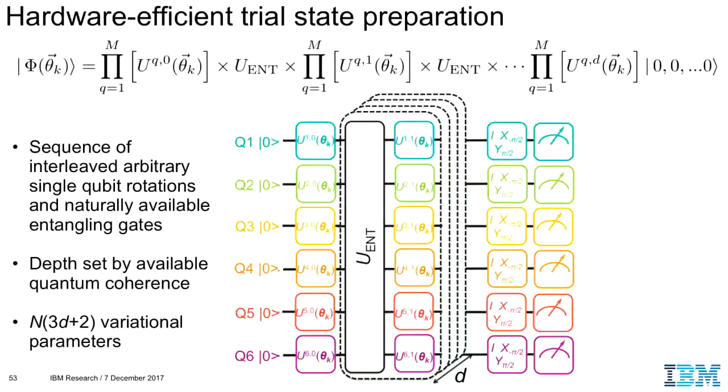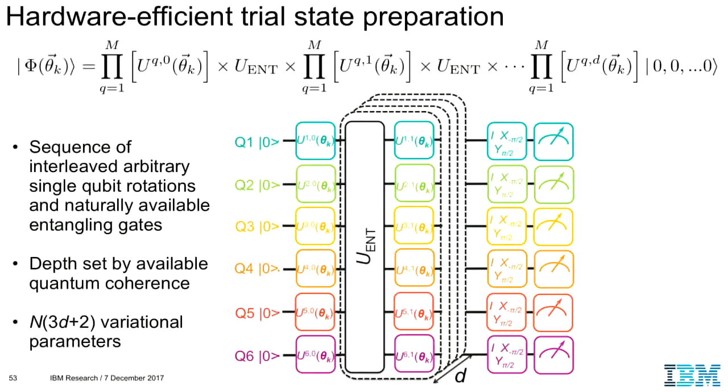So the hardware efficient trial state preparation uses some SU2 gate, which we could implement using the single qubit rotation with some phase gate. And here, this is the U entangling gate. So this could be any entangling gate that you could have in a device. So this is the hardware efficient part.